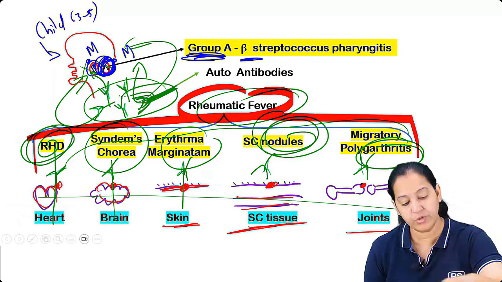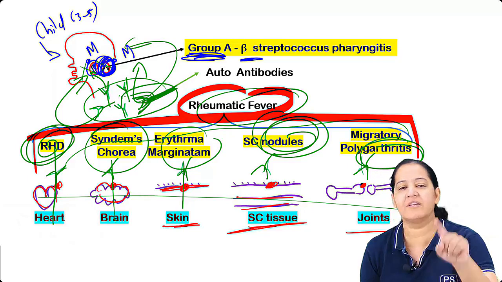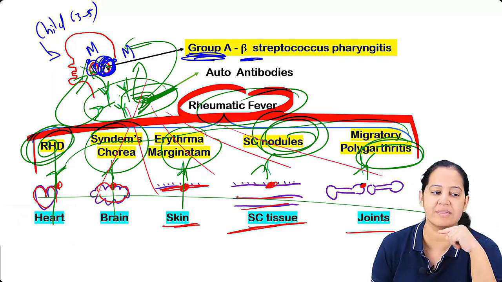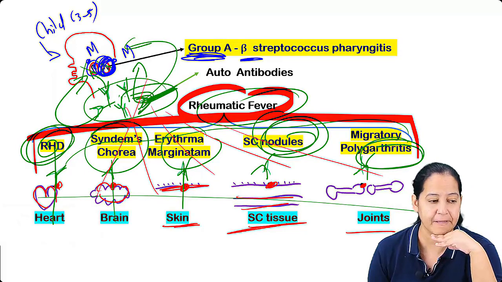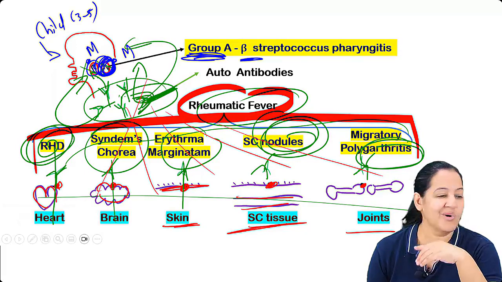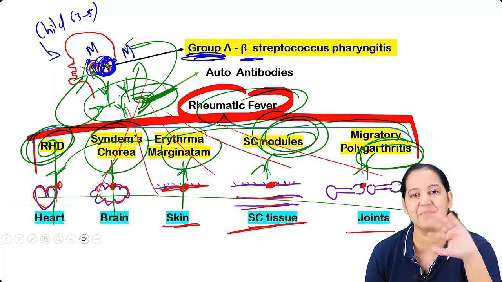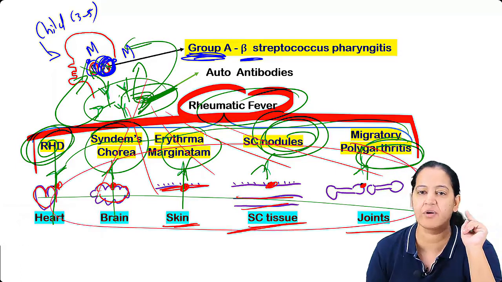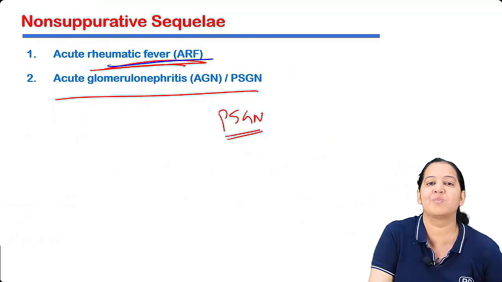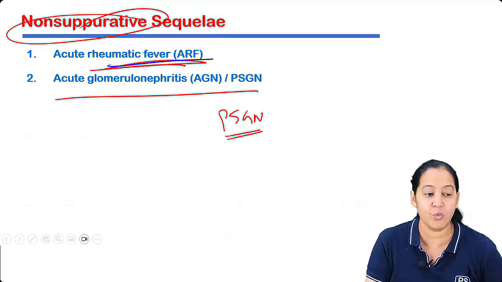Now you tell me, who is causing the 5 organ damage? Is it bacteria going to the 5 organs and damaging them? Say yes or no. Leading question. No, bacteria is not damaging. It is the antibodies. Does pus form in the 5 organs? No. None of the organs will have pus. So that's why it's a non-suppurative complication. Understood? Why is it non-suppurative?